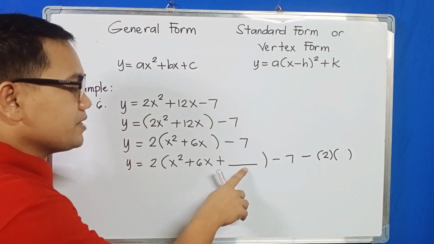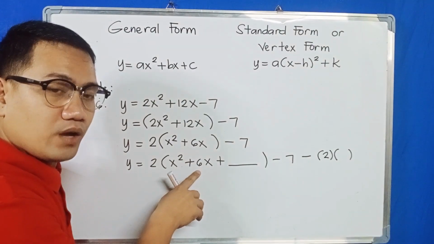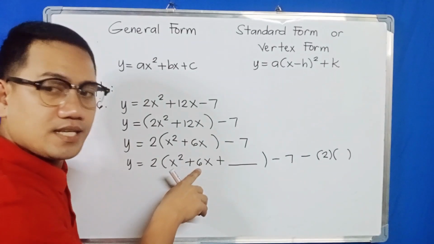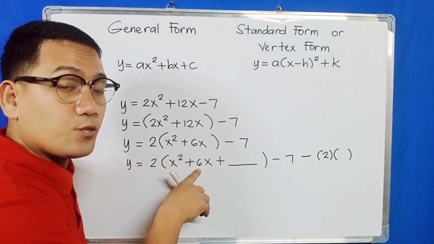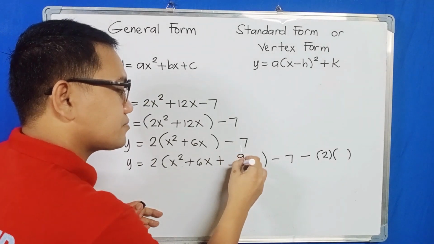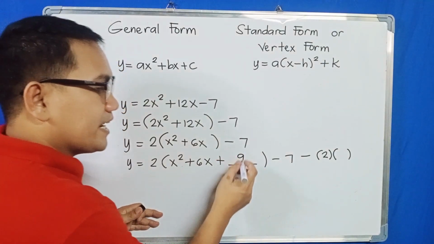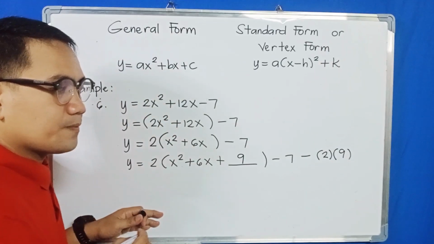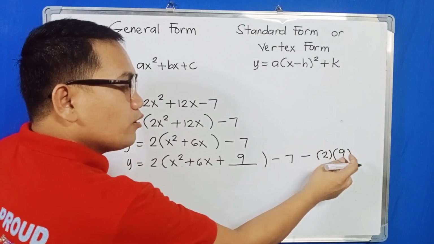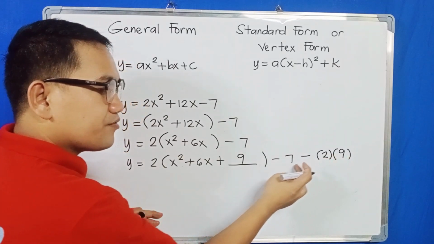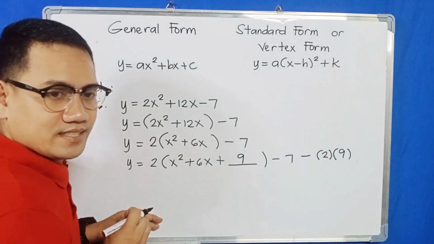So the third term is simply half of our coefficient of x. So half of 6 is 3. Squaring it, that is 9. So again, 9 will be written in this spot. And it will be multiplied to 2. And their product will be subtracted from our constant.